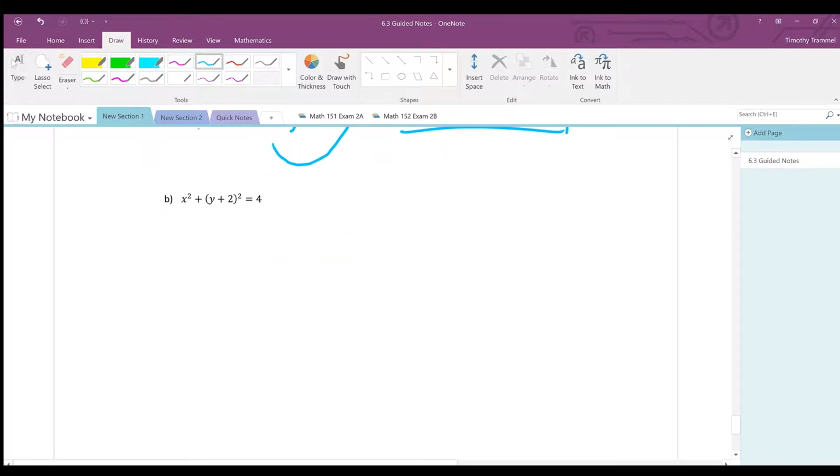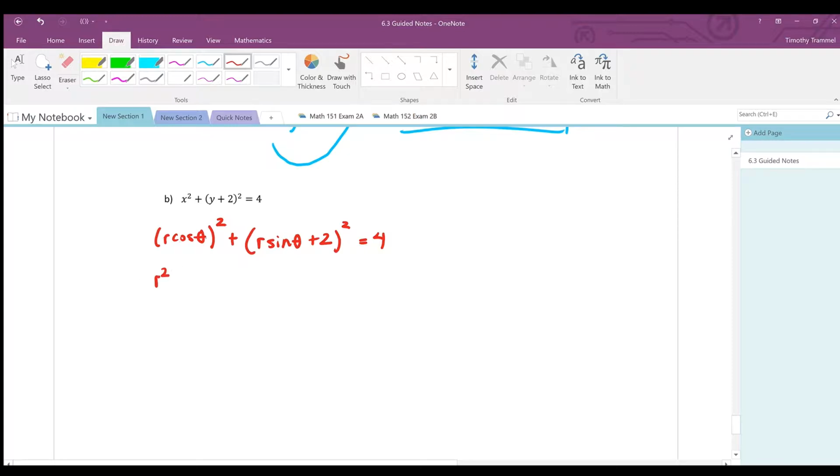Let's try another one. And we can actually do the same thing here. We can just replace the x's and the y's with r cosine theta and r sine theta. Let's go ahead and do that. So it's going to be r cosine theta, actually I'm going to write it without the parentheses there, and then plus r sine theta plus 2 squared is equal to 4. And let's just go ahead and square each side here.